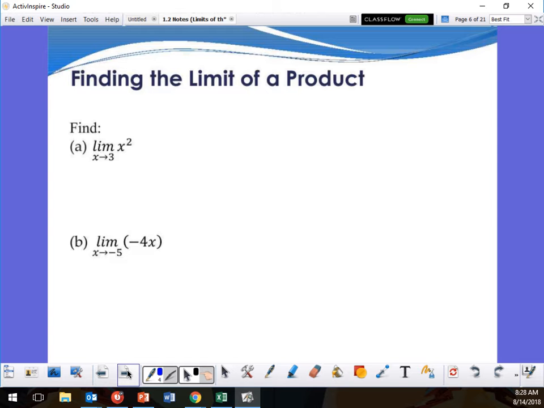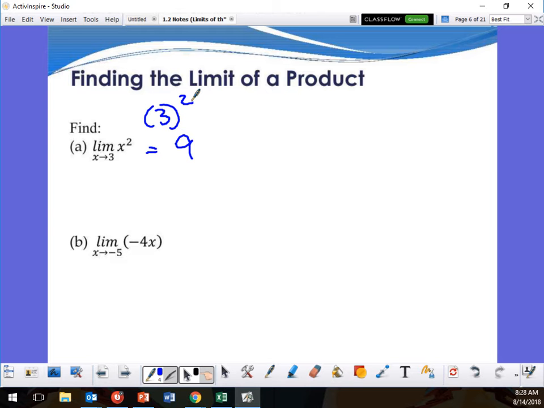Not 3. What am I doing? I'm plugging the 3 in for the x, so it's going to be 9. It's basically my 3 squared. I'm just plugging in my c value, which is 3 in this case, and working it out. So the limit of this function as x approaches 3 gives me 9.